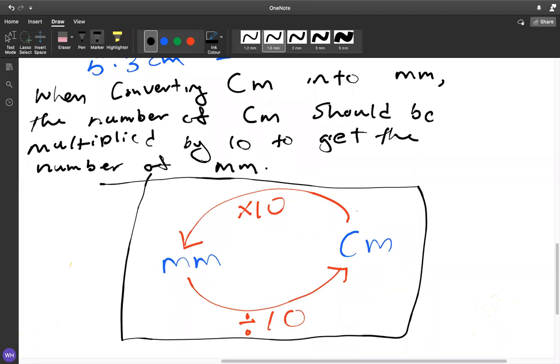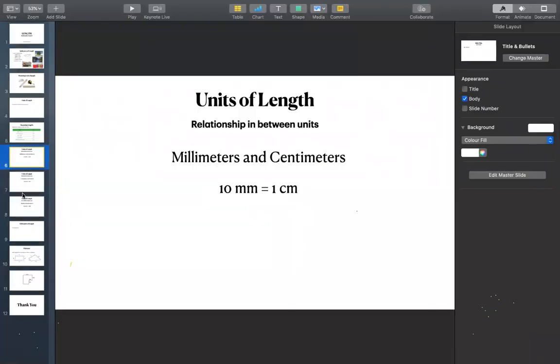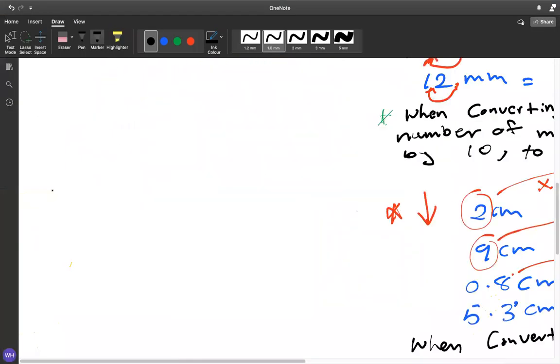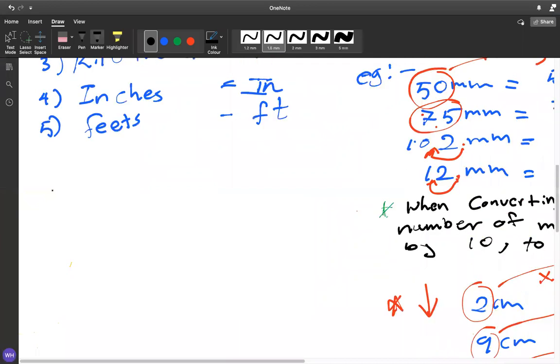Right. So we will move to the next part of this unit. When you come to centimeters and meters, what can you remember? Okay. 100 centimeters will be equal to how many meters? It is 1 meter, right? Right. Okay. So write the next number, 2. We wrote 1 already, so write number 2.